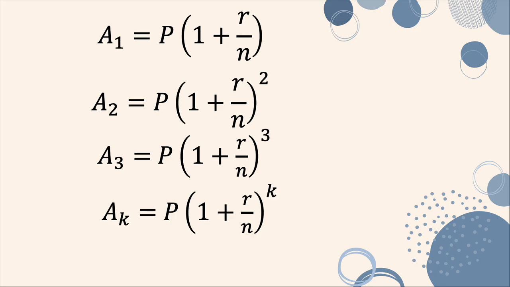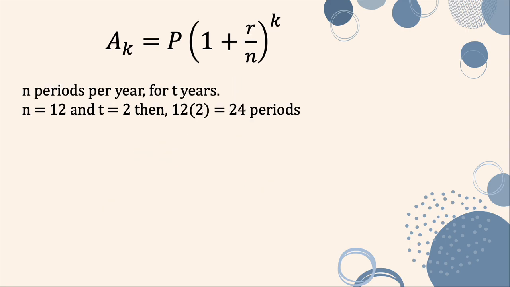Let's generalize. After each period, we're multiplying the previous amount by 1 plus R over N. After K periods, we see the pattern is A sub K is equal to P times 1 plus the rate over the number of times compounded per year, to the power of K. The formula gives the amount after K compounding periods.